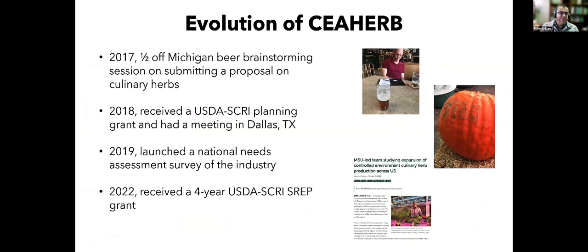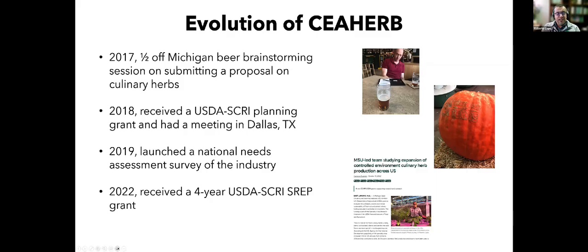This goes back all the way to 2017 when Erik Runkle and I were brainstorming on a proposal based on culinary herbs. Half-off Michigan beer was definitely helping us out with that brainstorm. The following year, in 2018, we applied for a planning grant through the SCRI program, and we actually had a meeting in Dallas, Texas, where we were at the State Fair of Texas. Chris Higgins helped us out with that.